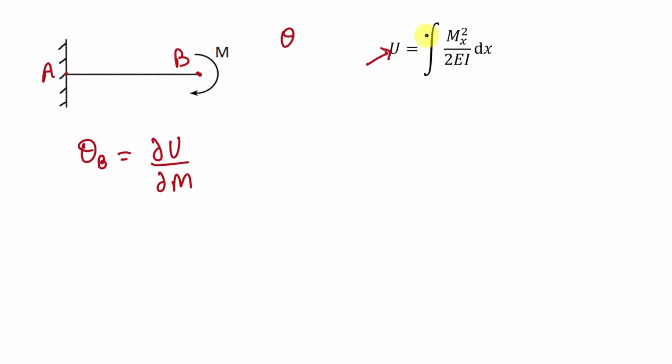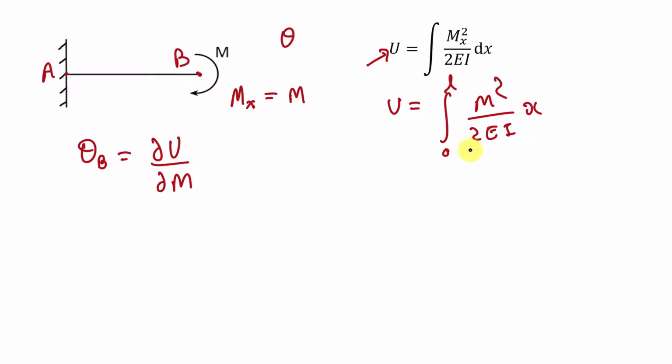We know that this is the equation to find the value of strain energy in the case of bending load, right? Now in this equation we have to find Mx, meaning moment as a function of x, and we have already discussed that in this case the value of moment will be constant throughout the length of this beam, meaning Mx will be equal to M. So here we can write that U is equal to integration from 0 to L M square divided by 2EI with respect to x. So finally it will be equal to M square L divided by 2EI. Fine.